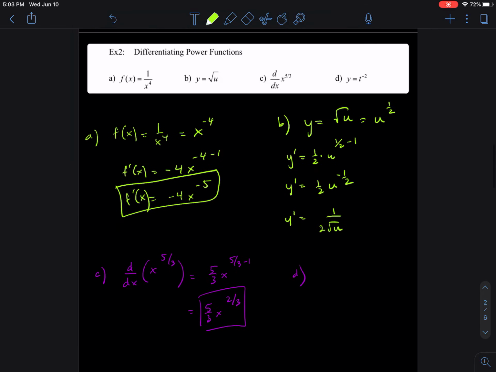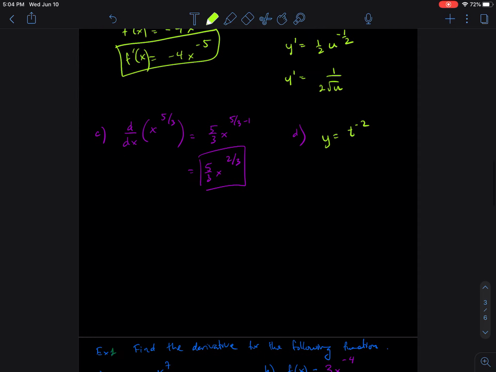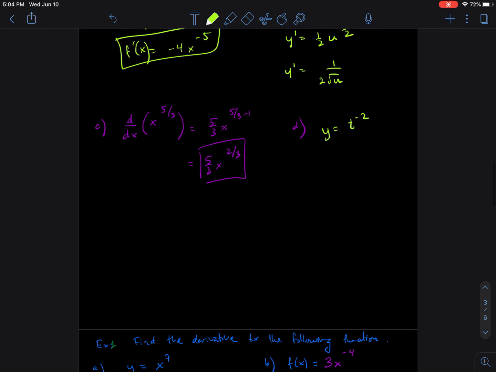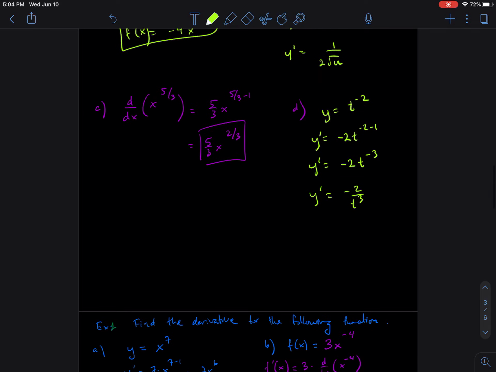D, y equals t to the negative 2. To do this here, we just apply the power rule again, bring down the power, take the power minus 1. So that becomes negative 2t to the negative 3. Again, if you want to change this to a positive exponent, just put the t to the third in the denominator, and then the power becomes positive.